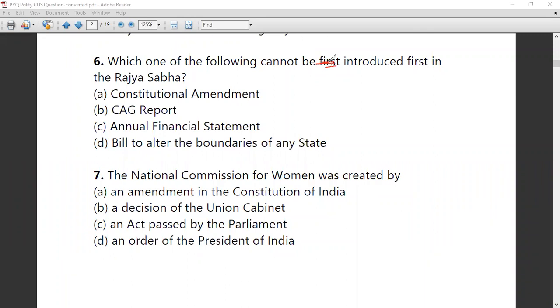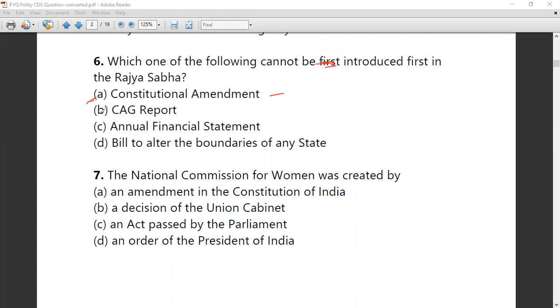So, constitutional amendment bill, yes, it can be introduced in the Rajya Sabha first. You might have seen that when Article 370 was repealed, that bill was first introduced in the Rajya Sabha only. So the constitutional amendment bill can be introduced in the Rajya Sabha. So this cannot be our answer.